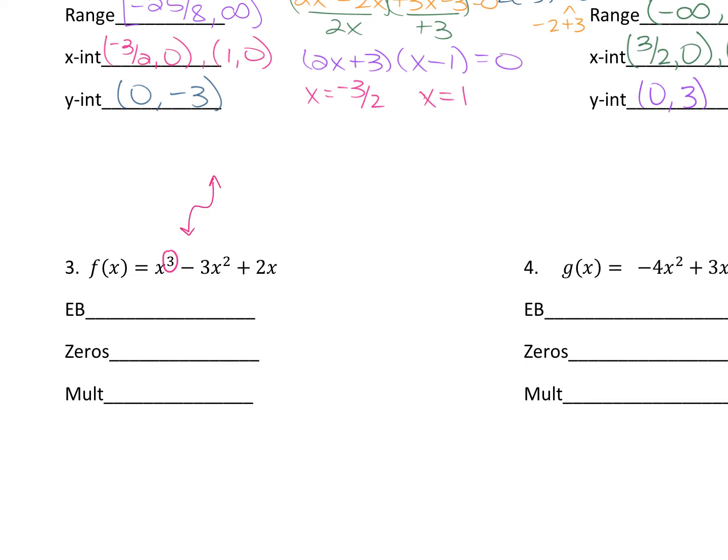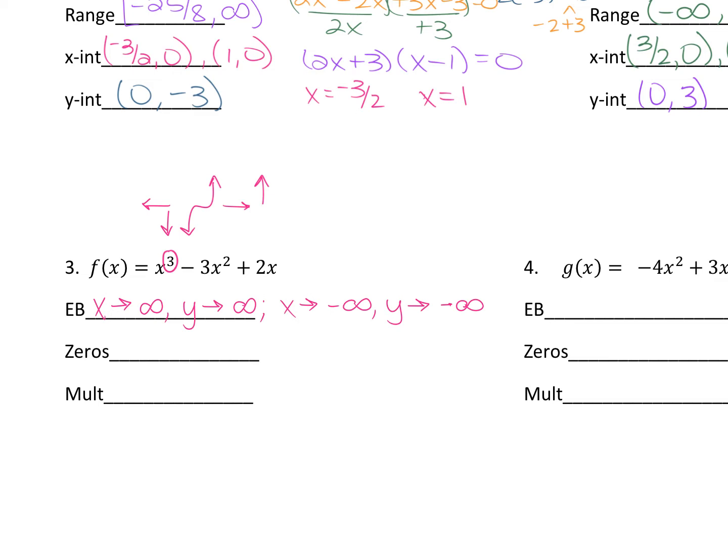So your end behavior says that as you go to positive infinity, you are going up for y. So as x goes to positive infinity, y goes to positive infinity. And as you go to the left, your y goes down. So as x goes to negative infinity, y goes to negative infinity.